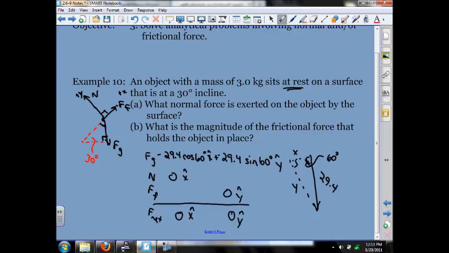See, this column, the y column, should add up to 0. Whatever 29.4 sine 60 is, right? And doesn't it make sense that the frictional force is going to be equal to 29.4 cosine of 60?